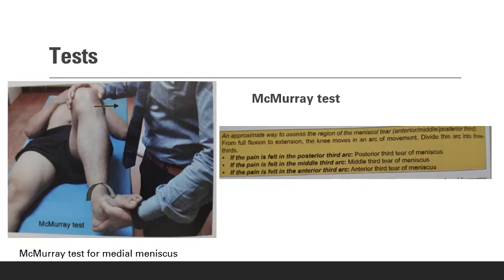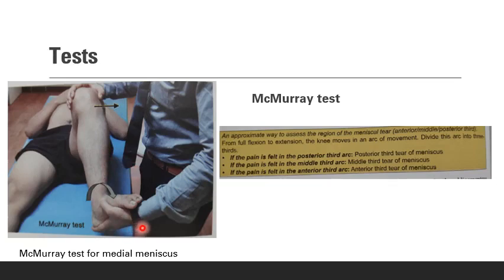McMurray test. Patient lies supine on couch with knee extended. Patient is asked to flex their index knee as much as possible. Examiner must not forcibly flex the knee, as most of the time patients have posterior third tear of the meniscus and may experience severe pain if the knee is forcibly flexed. For the left knee, examiner holds the left heel with the left hand, while the right hand holds the distal end of the femur. Leg is externally rotated and given a valgus stress with the left hand, where the right hand acts like a fulcrum. Knee is gently extended. In case of medial meniscus tear, the patient will wince with the pain.